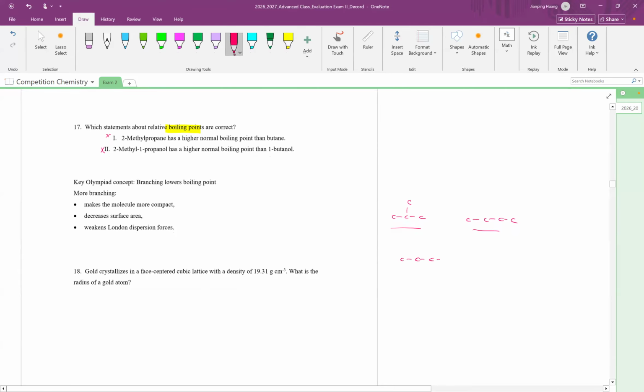1, 2, 3. This one has a higher normal boiling point than this one. That also doesn't make sense, okay? But remember, the key for this one is so easy. The branch always has a lower boiling point. Why? Branching makes a molecule more compact, decreases the surface area, and lowers the random force.